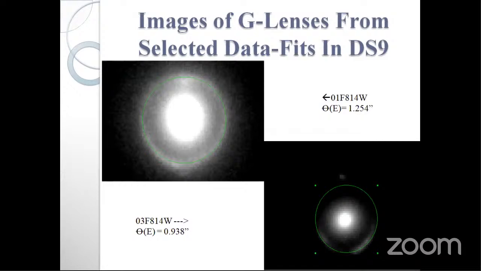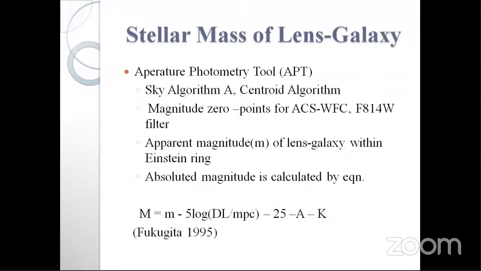Here I have just given 2, but it is done for all 13 lenses. Now you can see theta is given in arc seconds. For the first one, it is 1.254 arc seconds, using the world coordinate system. In this way, we obtain theta for all the lenses, and the D's, that is the relative distances between lens and source, for all the lenses, and then we apply them to calculate the total mass.